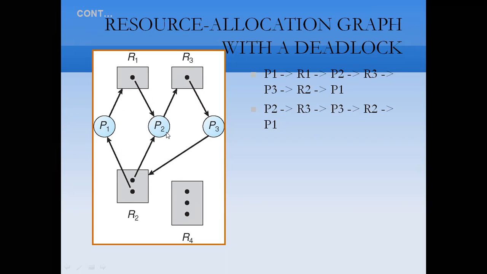Why is P2 part of the cycle? Because P2 is waiting for an instance of R3, which is already assigned to P3. Why is P3 waiting for some instance? Definitely P3 is waiting for the instance R2. What is the next type of cycle? The next cycle is P2, R3, P3, R2, P1.